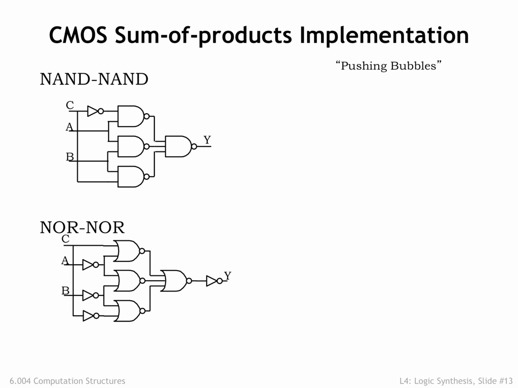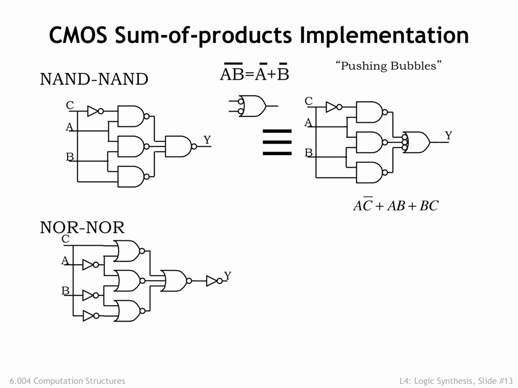Now let's see how to build sum of products circuits using inverting logic. The two circuits shown here implement the same sum of products logic function. The one on the top uses two layers of NAND gates, the one on the bottom two layers of NOR gates. Let's visualize De Morgan's law in action on the top circuit. The NAND gate with Y on its output can be transformed by De Morgan's law into an OR gate with inverting inputs. So we can redraw the circuit on the top left as the circuit shown on the top right.